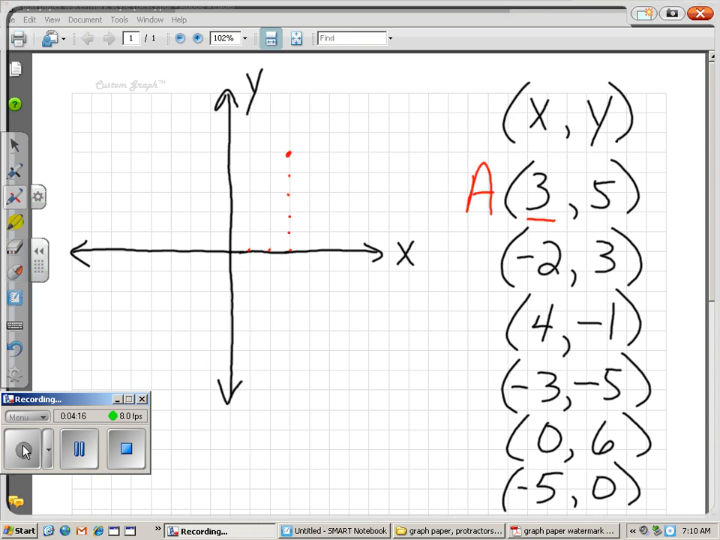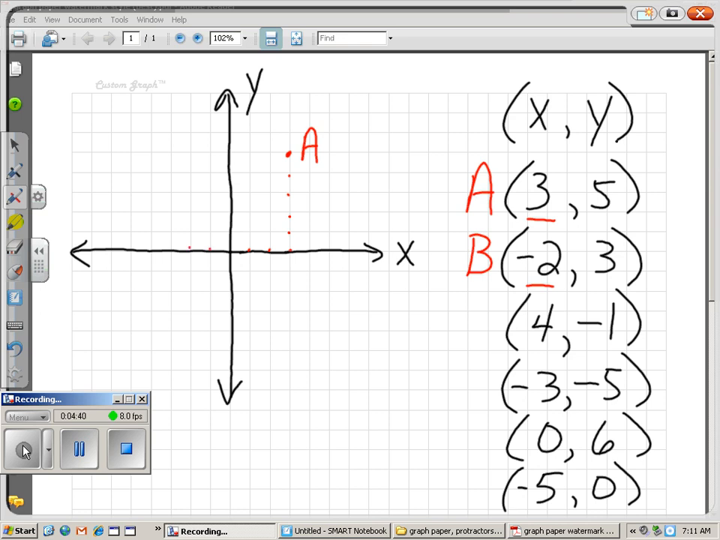And that is my point A. Easy enough. Okay, look at the next one. Let's call it point B. So point B, the directions to point B are negative 2, 3. That's my ordered pair. Negative 2 is my x-coordinate. Since it's negative, I want to go left because on the x-axis, the negative numbers are to the left. So I want to take 2 steps left, 1, 2.